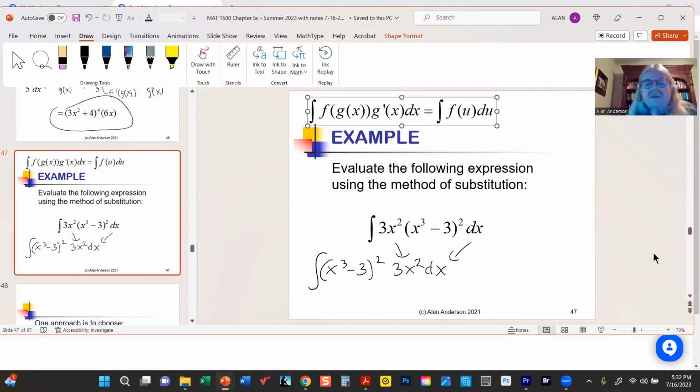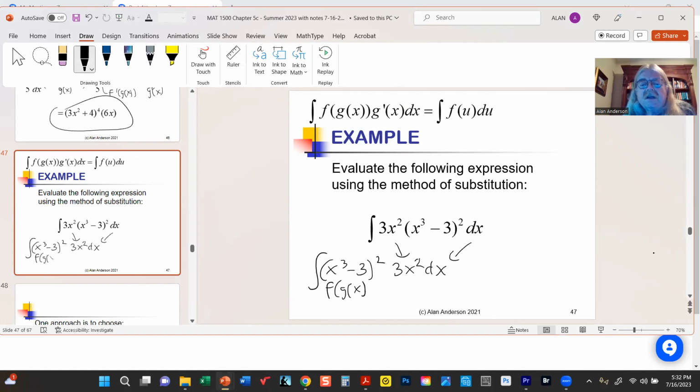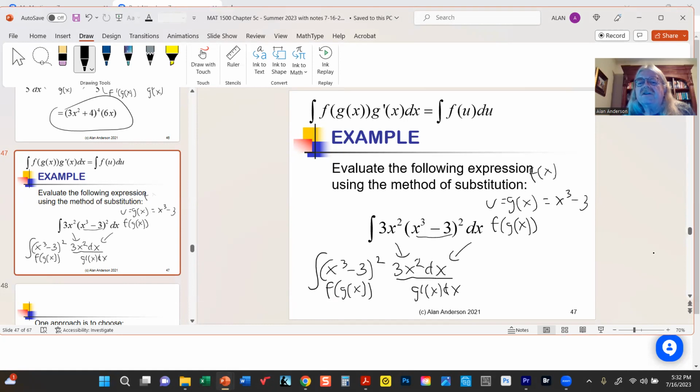So this could be our f of g of x right here, because it is a compound function. And then we're hoping that this would be our g prime of x dx. So what that means is here we would allow our g of x, or u as we're going to call it, to be what's inside of these parentheses, x cubed minus 3. And then f of x would therefore be x squared.